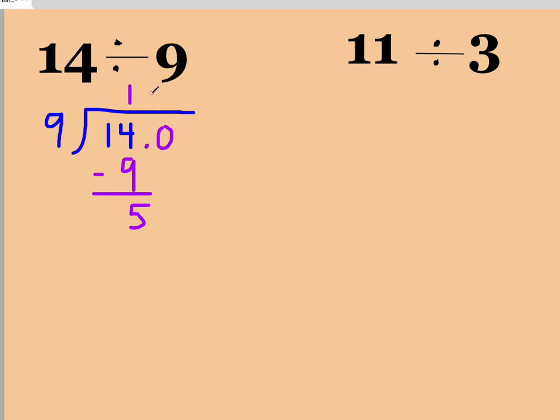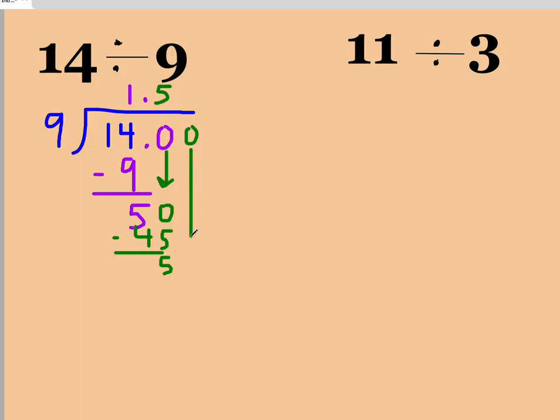Decimal 0, decimal goes straight up. Remember, keep your place value in order here. That is super important so that we do this properly. And move my 0 down. 9 goes into 50 5 times. 5 times 9 is 45. So I subtract, and I get 5.